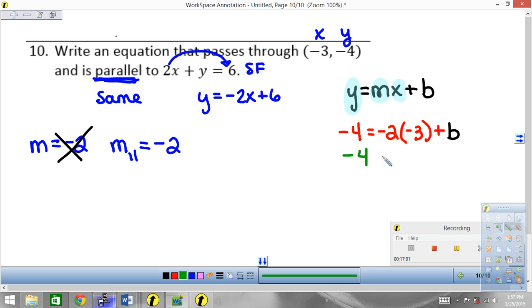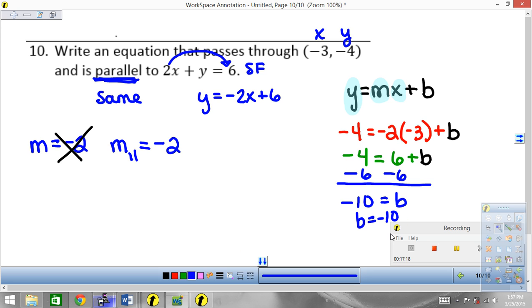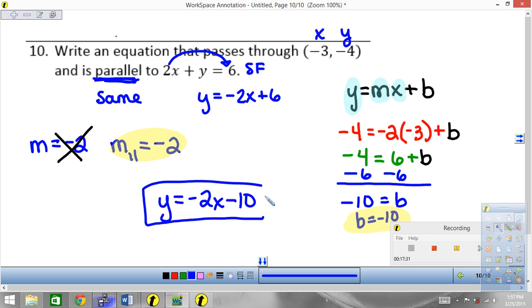I get negative 4 equals positive 6 plus b. If I want to get b by itself, I need to move the 6 away, and when the 6 moves to the other side, we subtract it. So I get negative 10 is equal to b, or b equals negative 10. We use what I found as my slope and my y-intercept to write the equation in y equals mx plus b, so we get y equals negative 2x minus 10. These were problems 1 through 10 on your test review.